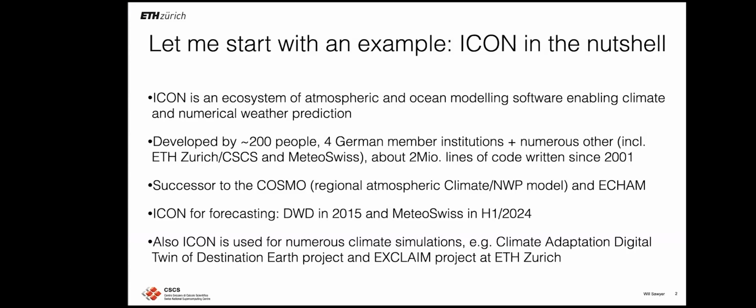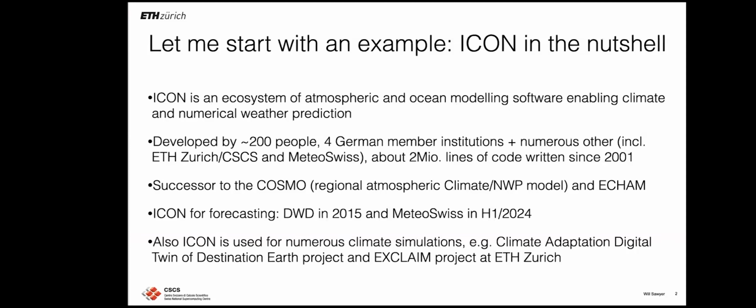This is the ICON model that I will be talking about, which is an ecosystem for atmospheric and ocean modeling software that is used for climate simulations by, say, our colleagues at ETH Zurich and colleagues in Germany and kind of all over the world and all over Europe, definitely, as well as for numerical weather prediction. The development is several hundred people. The number of 200 may be actually bigger nowadays.